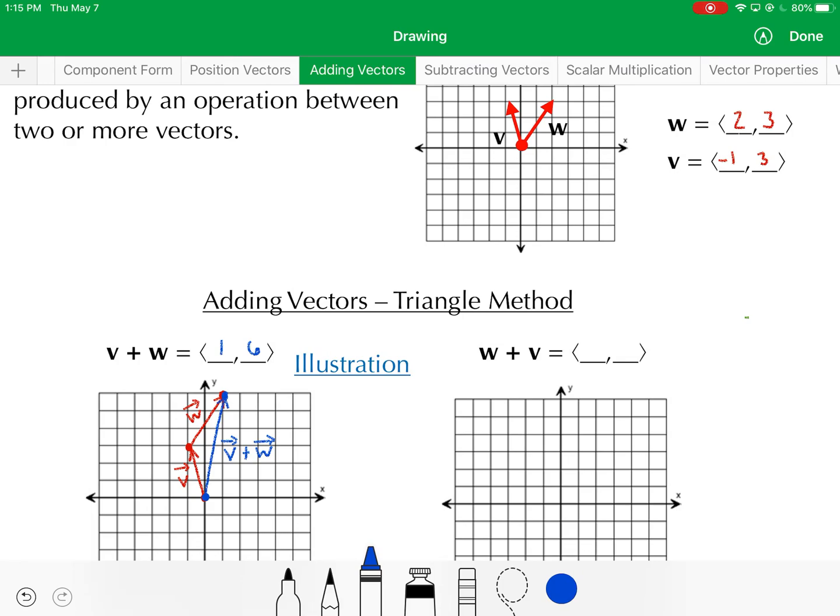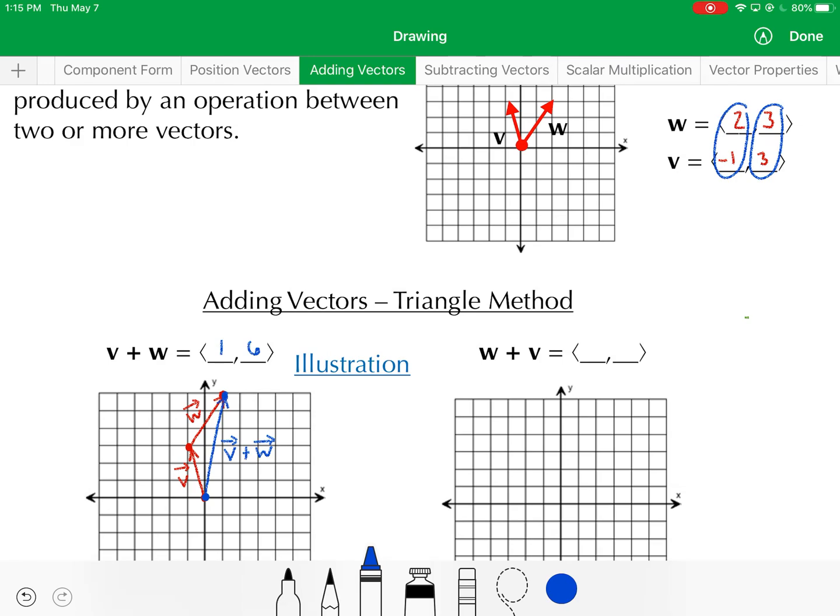Notice how I could algebraically have found those components of 1, 6. You simply just have to add your horizontal components from the two original vectors together. If I add those, it'll give me 1. And then add the vertical components together, it'll give me 6.